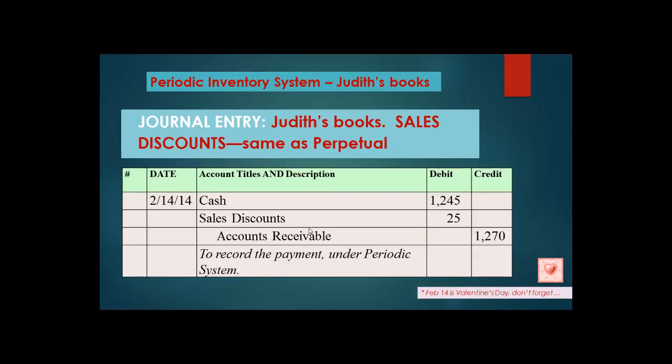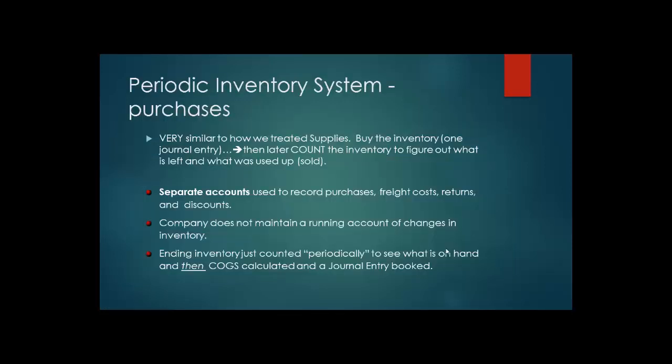Finally, when the customer pays, we're doing Judith's Books. When Jennifer's Office Supplies pays, Judith's Books debits cash, debits the sales discount, credits accounts receivable. So those entries are the same for both Perpetual and periodic, except that for Perpetual, when necessary, you'll book cost of goods sold and inventory.